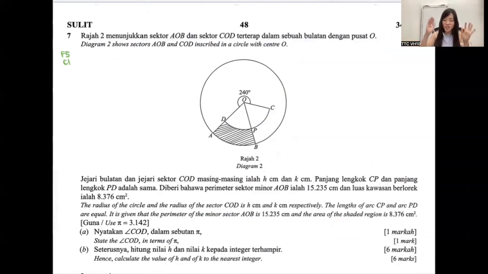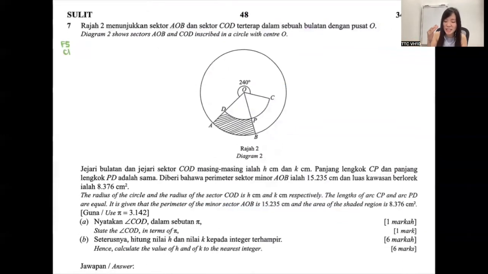So diagram 2 shows the sectors AOB and COD inscribed in the circle with center O. So guys, sector means pizza shape. So they are telling me pizza shape AOB, this one, the yellow one, okay? And COD, this one, the blue one, okay? The yellow one and the blue one are inscribed, that means inside a circle with center O. So the center is O, okay?